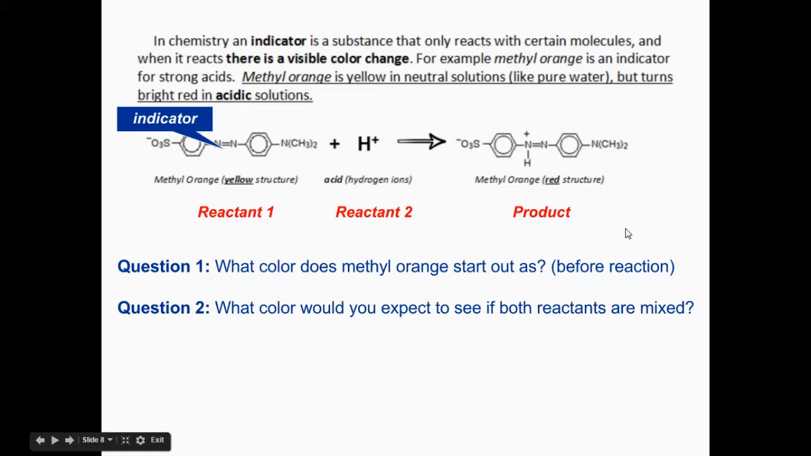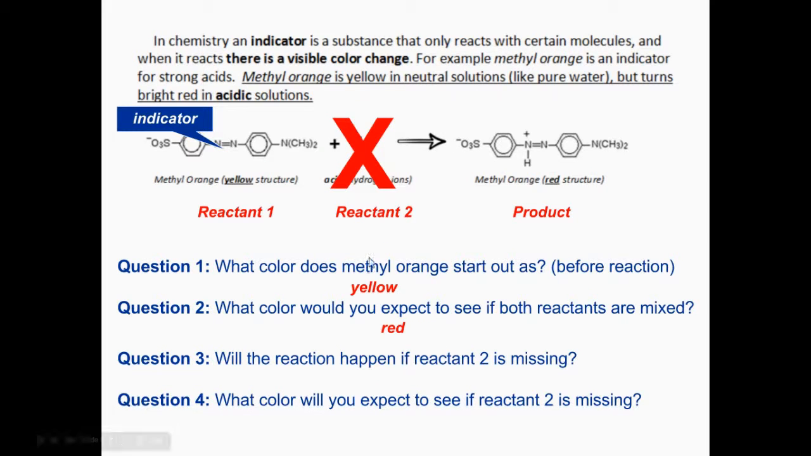So let's just make sure you understand that. What color does methyl orange start out as before the reaction? It starts out as yellow. What color would you expect to see if both these reactants are mixed, methyl orange plus acid? It would turn red, okay? Now, here are some more questions, making it a little more complex. Will the reaction happen if reactant 2 is missing, if there's no acid? What do you think? Well, no, the reaction can't happen if you're missing one of the reactants. So what color will you expect to see if reactant 2 is missing? It'll be yellow. So methyl orange will turn red if there's an acid present. It will stay yellow if there is no acid present.